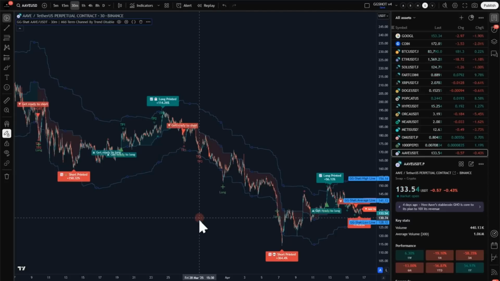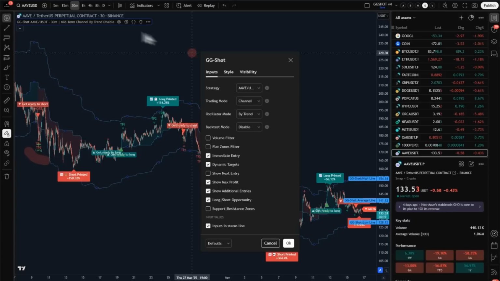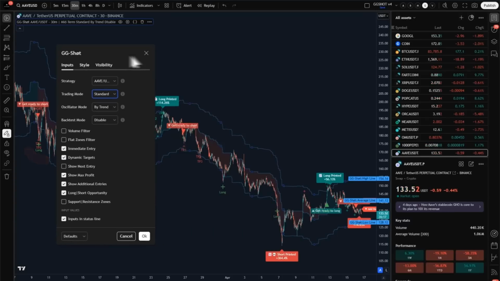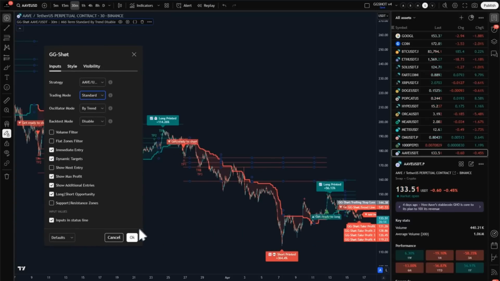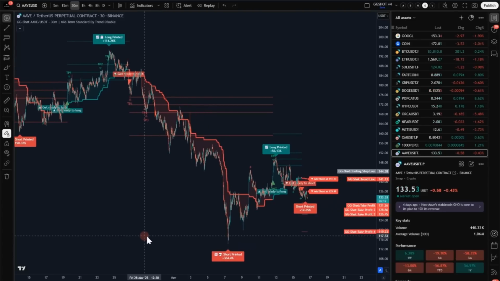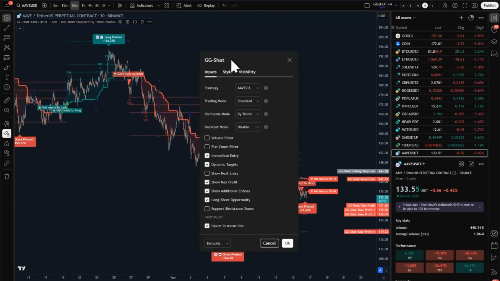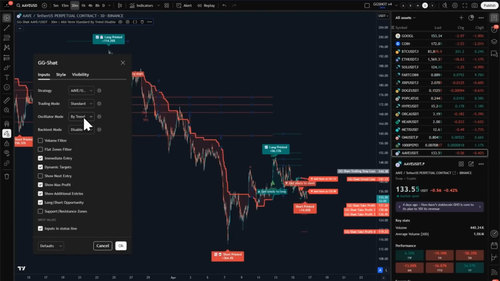Channel mode transforms the indicator into a channel trading tool, generating signals when prices touch the upper or lower boundaries of the channel. Ideal for range-bound markets. Or standard mode applies preset adaptive, limit-based take profit and stop-loss levels, tailored to each strategy for structured exits.